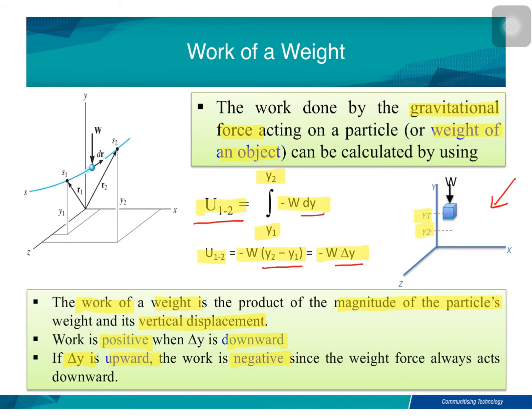So the work of weight is the product of the magnitude of the particle weight and its vertical displacement. Work is positive when delta y is downward. If delta y is upward, the work is negative, since the weight force is always downward.